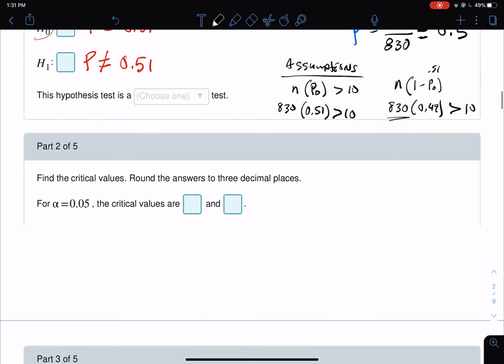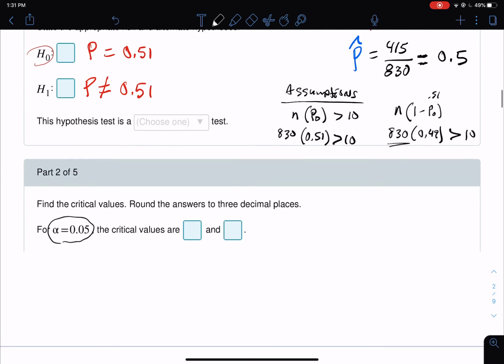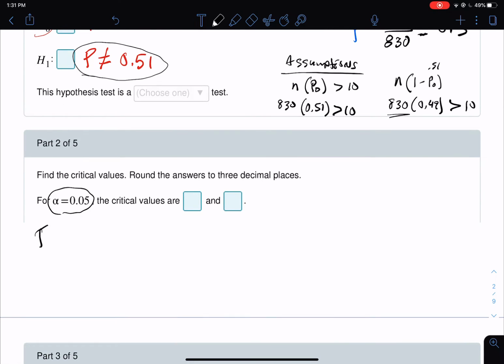Okay, let's take a look next. Find the critical values, rounding the answers to 3 decimal places. Okay, so finding the critical value for something that has an alpha, the level of significance, of 0.05. Now, we need to determine what kind of test we are talking about, and we can see by taking a look at the alternate hypothesis is not equal, so that means a two-tailed test.